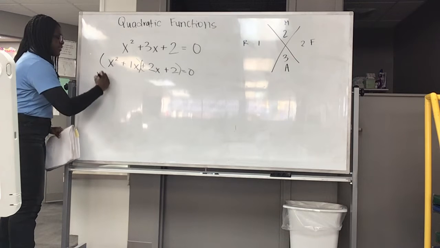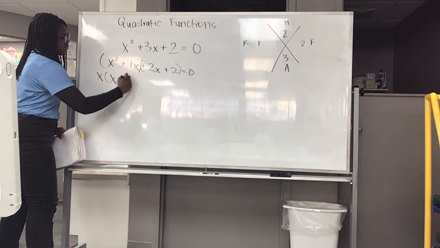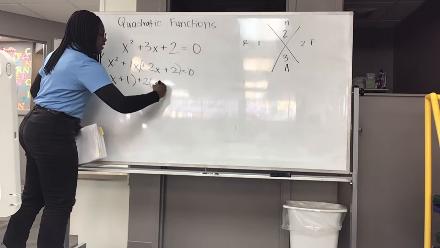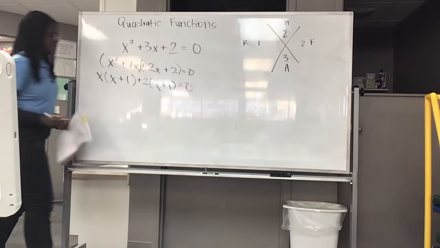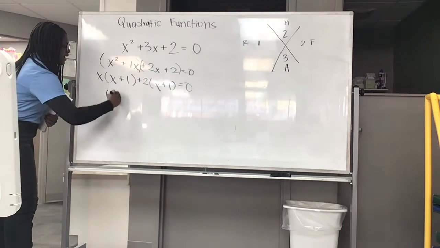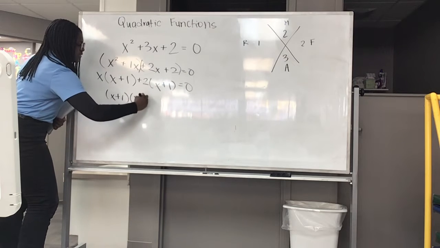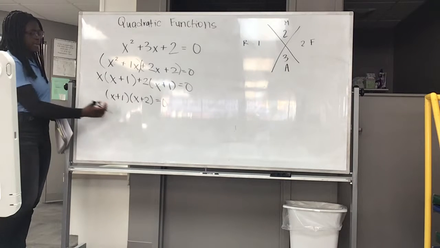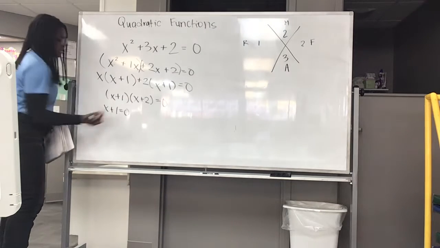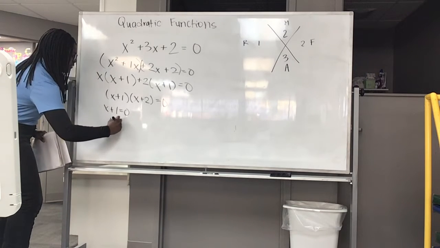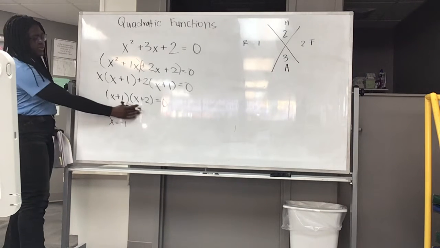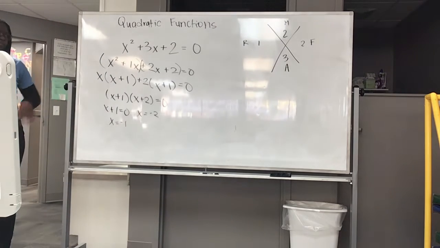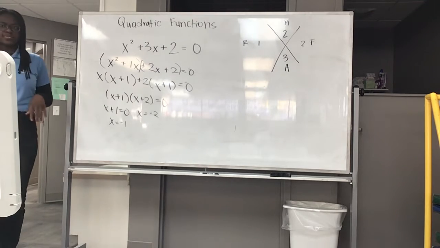An x can come out of the first one. So we've got x plus 1 left. And then a 2 can come out of the second one. So then we've also got an x plus 1 left. Okay. So my two factors are x plus 1 and x plus 2. If I set that equal to 0, x plus 1 equals 0. Subtract 1 on both sides, and then x equals -1. x plus 2 equals 0. I'll subtract 2 on both sides, and x equals -2. So that's how we solve this one.